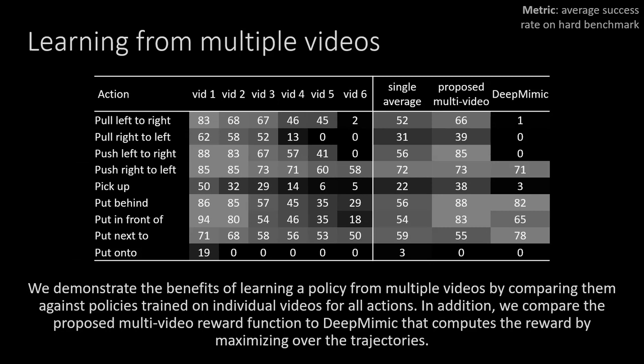We demonstrate the benefits of learning a policy from multiple videos by comparing them against policies trained on individual videos for all actions. In addition, we compare the proposed multi-video reward function to deep mimic that computes the reward by maximizing over the trajectories. Overall, our proposed approach works well on a majority of the actions.